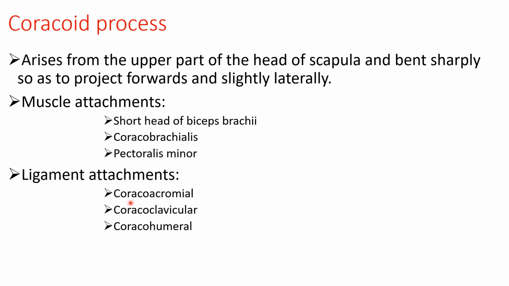So coracoacromial means that it arises from the coracoid process to the acromial process. Coracoclavicular arises from the coracoid process to the clavicle. Then the coracohumeral arises from the coracoid process to the humerus. That's where we get the names. Basically, the functions of these ligaments are to reinforce the work of the muscles in providing additional strength and stability to the shoulder joint.